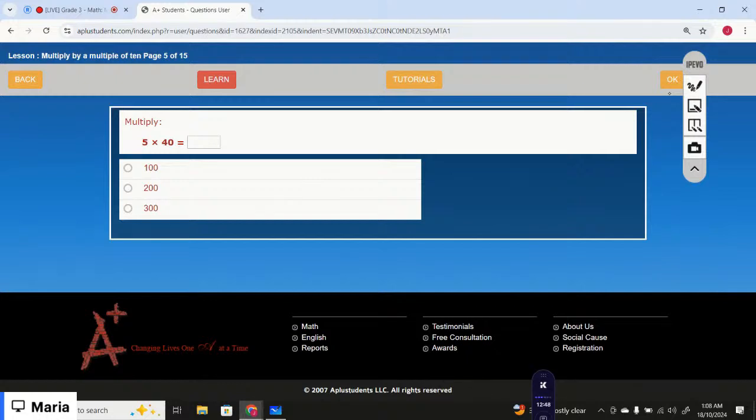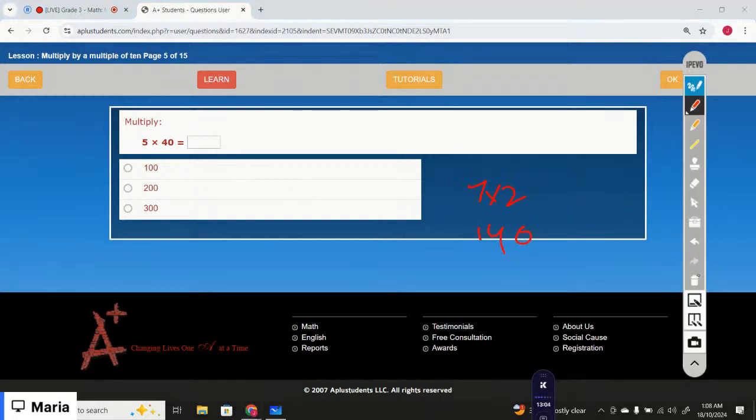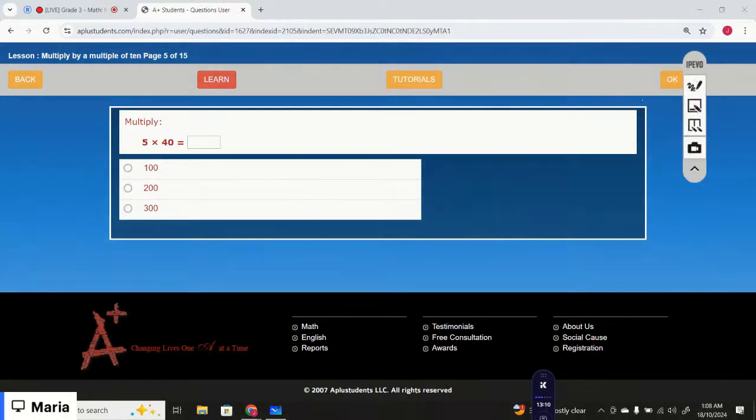5 times 40. So which is the correct option? You have to do 5 times 4, that is 20, right? Very good, that is 200. You need to add the 0. So the correct option is 200. Very good.